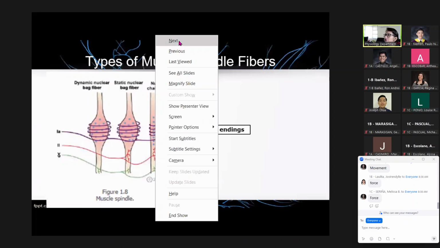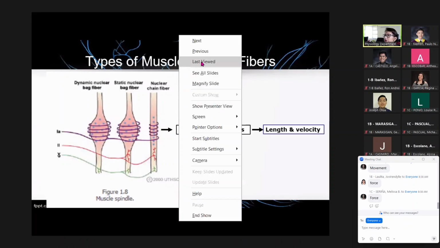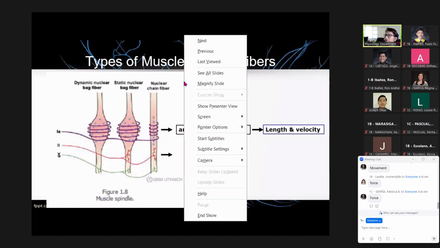Because of that, they are able to determine length and velocity of contraction. So the length of the muscle and the velocity of the movement of the muscle is determined by these annulospiral endings. Now we have type 2.